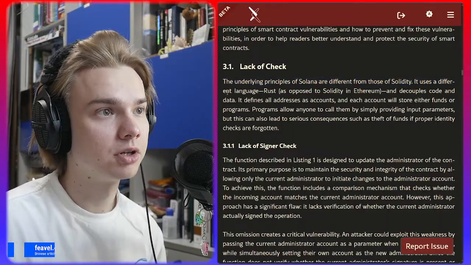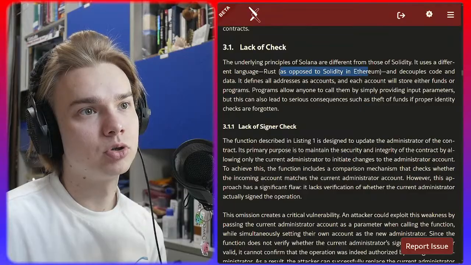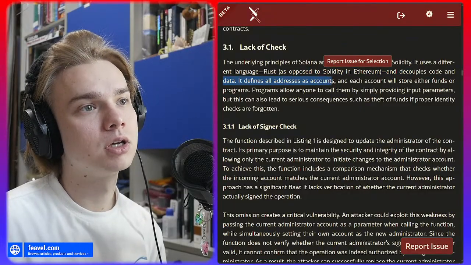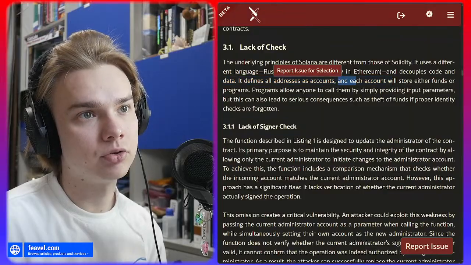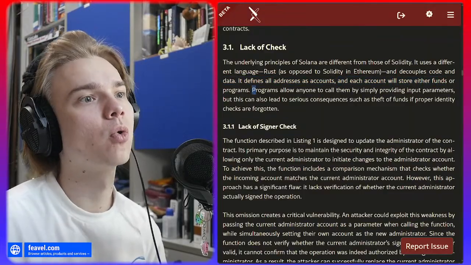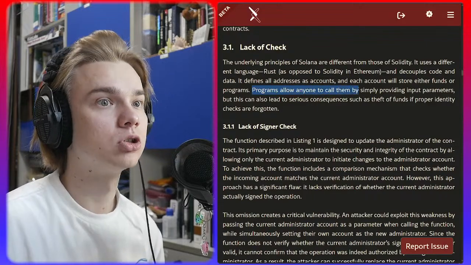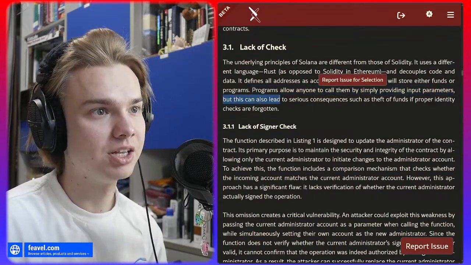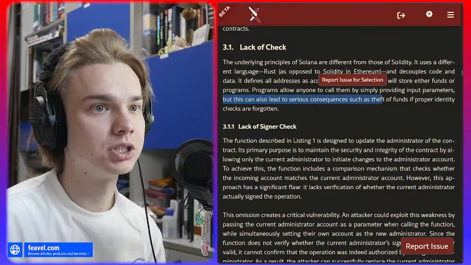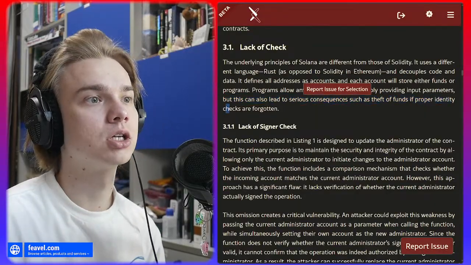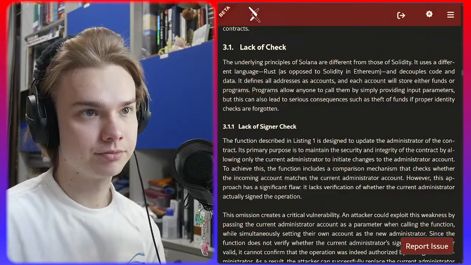It uses a different language, Rust, as opposed to Solidity on Ethereum, and decouples code and data. It defines all addresses as accounts, and each account will store either funds or programs. Programs allow anyone to call them by simply providing input parameters, but this can also lead to serious consequences such as theft of funds if proper identity checks are forgotten.